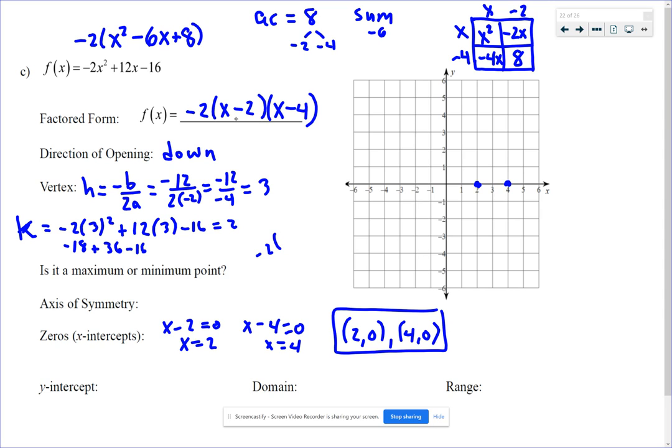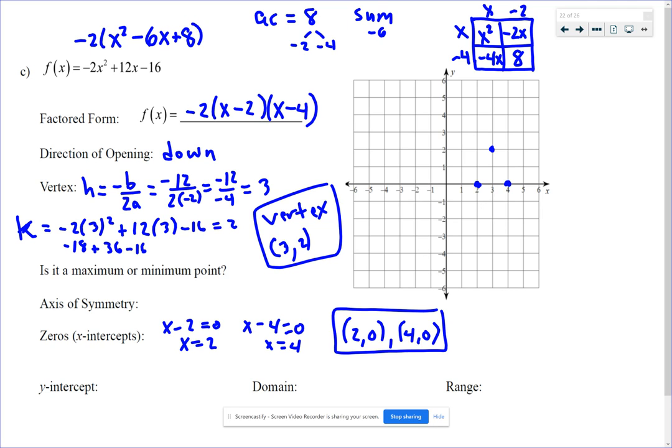2 times, let's see. If we take 3 take away 2, we have 1. 3 take away 4 is negative 1. We would still get positive 2. Okay, any way we do it. So we've got our vertex, h is 3, k is 2. 3, 2. Don't get them switched around. That's important. 3, 2. Right, there's our vertex.